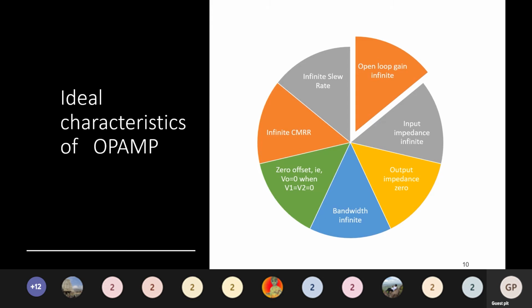Practically speaking, we have to put it in another way. Practically, I should say the open loop gain of an op-amp is very high. It is not infinite. Input impedance is very high. Output impedance is very low. Bandwidth is very high. Offset is very low, that means a very small offset will be there. CMRR will be very high. Slew rate will be very high. So when I talk about the practical characteristics, instead of infinite, I should put it as very high, and instead of 0, I should take it as very low.